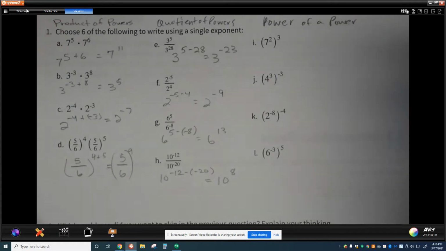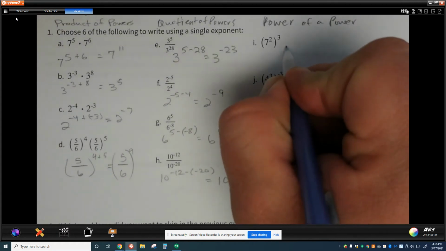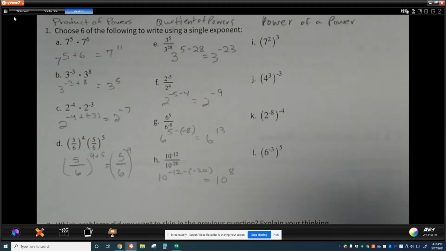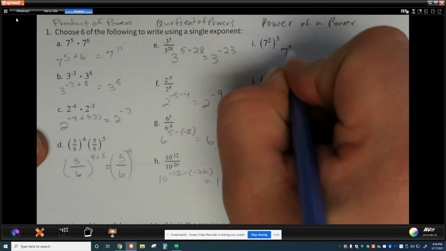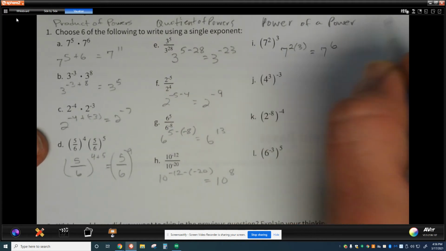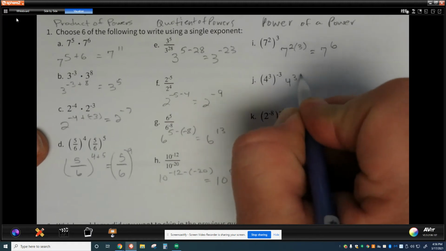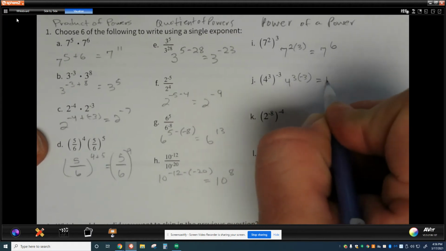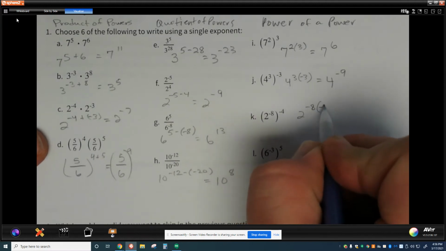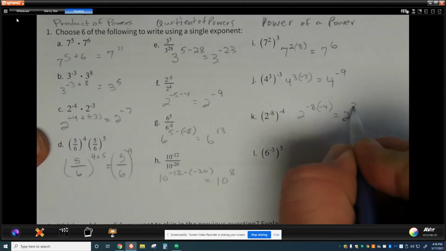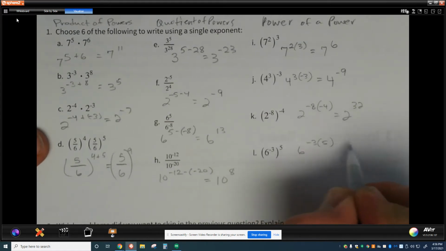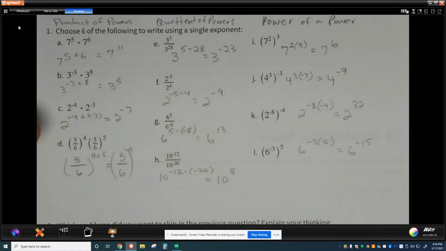Under power of a power, we recognize that we can go ahead and take the 2 exponents and simply multiply them together. 7 to the 2nd raised to the 3rd would be a value of 7 to the 6th. 4 to the 3rd raised to the -3rd would give us a value of 4 to the -9th. 2 to the -8th raised to the -4th would give us 2 to the 32nd. And then 6 to the -3rd raised to the 5th would give us 6 to the -15th.